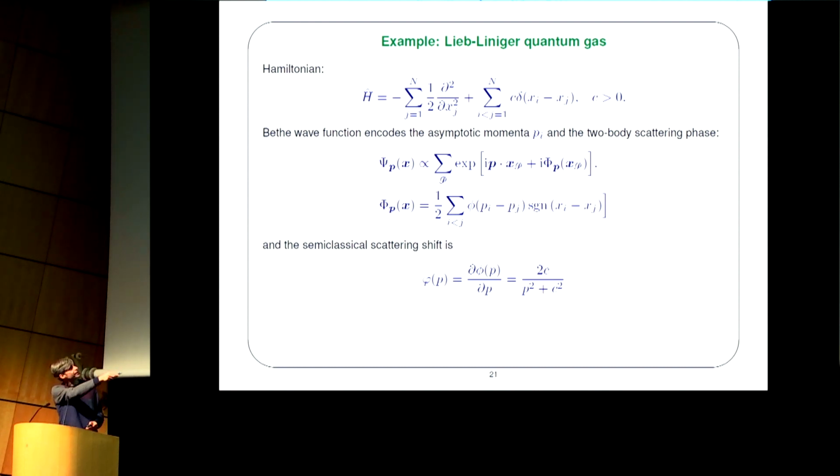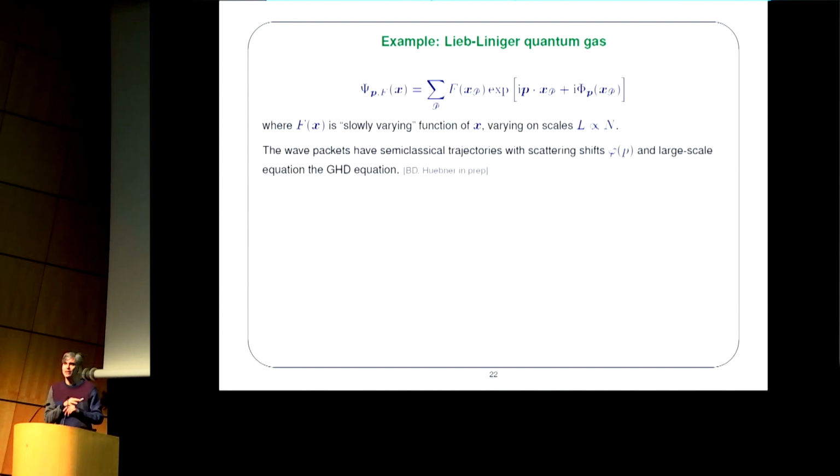And from that, you can calculate, in particular, the semi-classical scattering shift, which is the thing that will be involved in the GHD equation. Now, this is just a wave function. How do you do hydrodynamics from that? Well, you can do something very simple. You can just modulate the wave function, modulate the amplitude with slowly modulating functions of x.